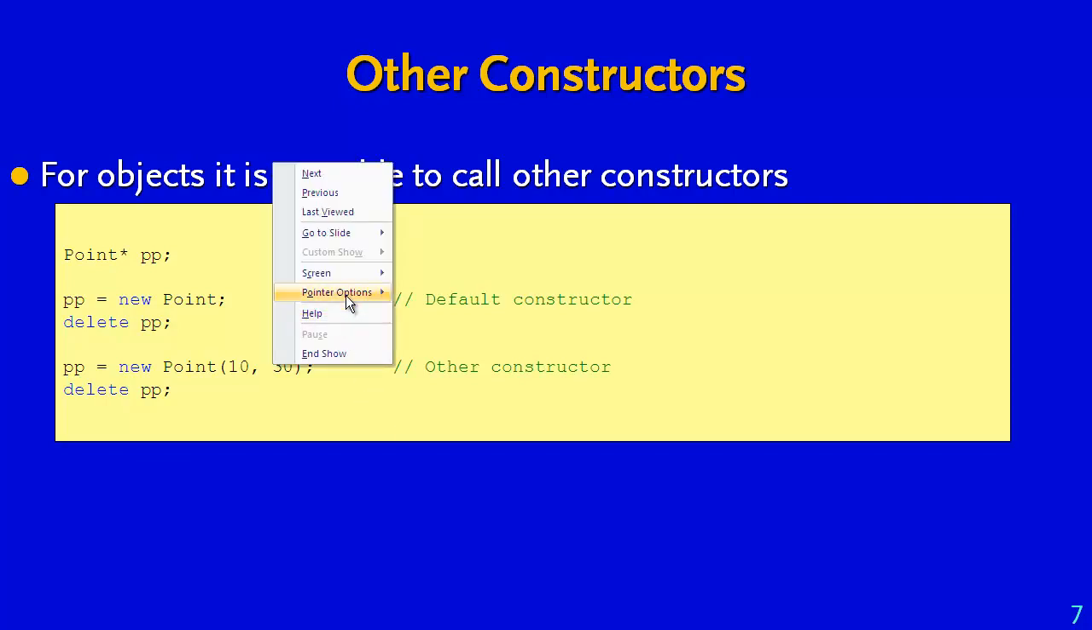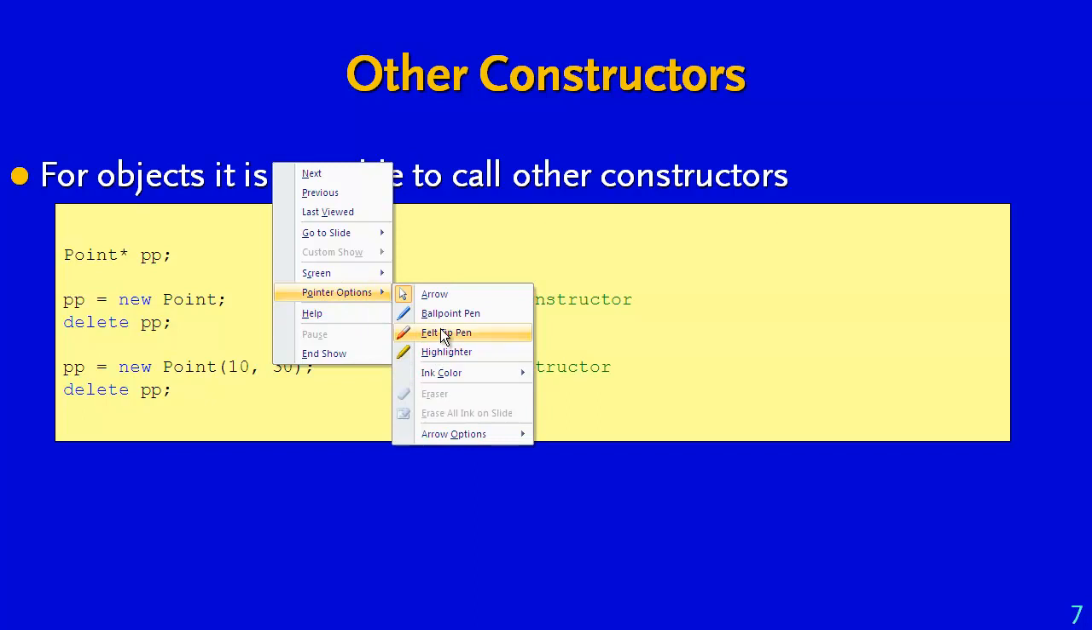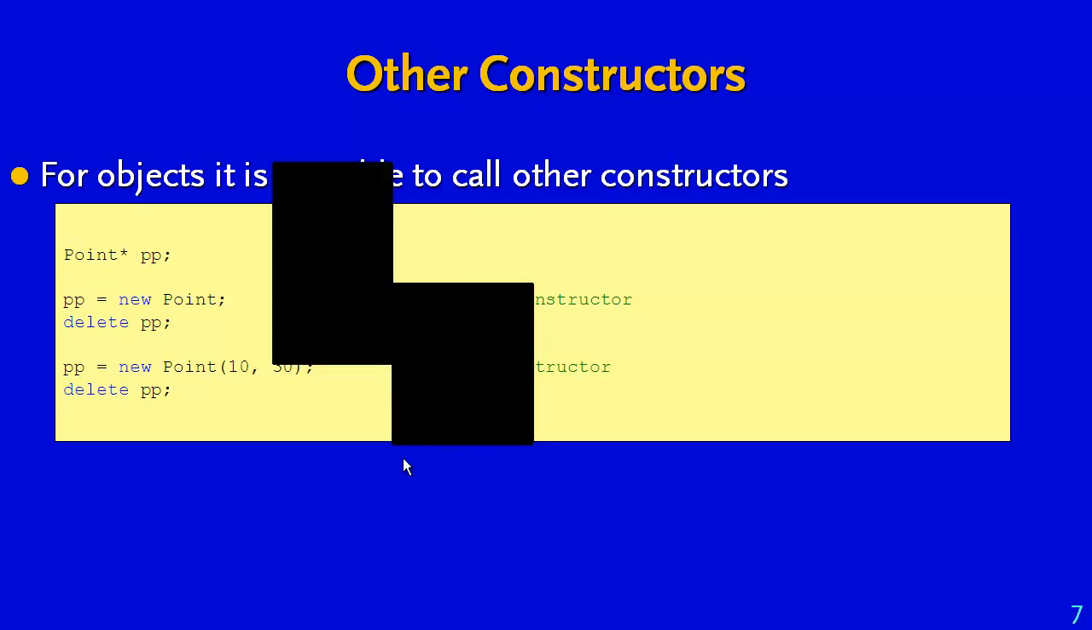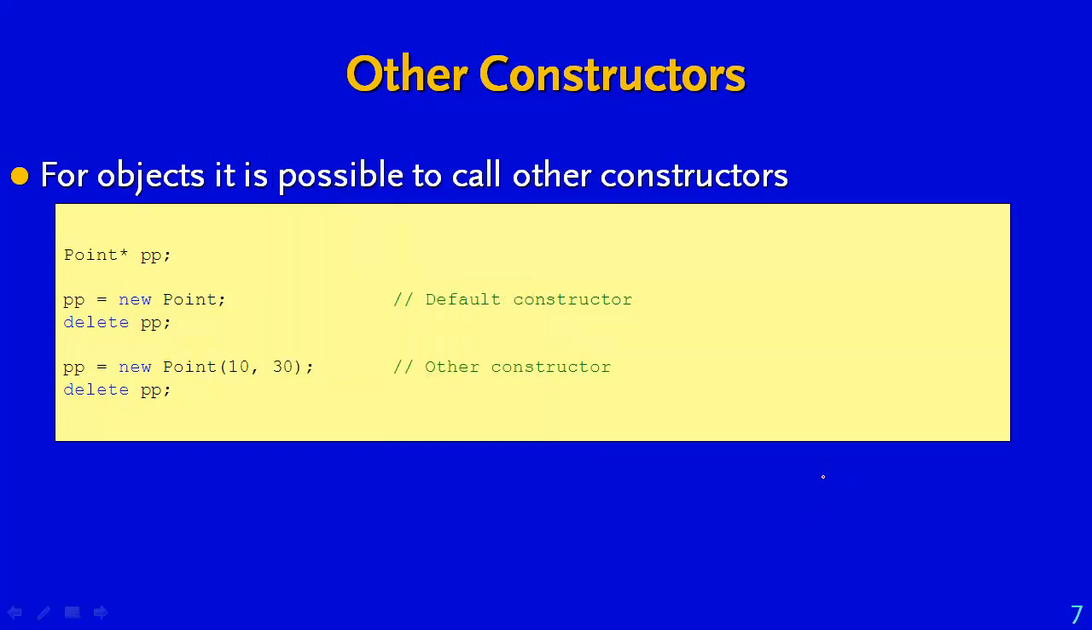Let me draw a diagram here. Let me draw my heap. Here's my heap somewhere. I've got my pp. This is the pointer pp, and the first one creates a new point. So it's got x and y coordinates 0. So originally my pointer is pointed to here. You see.